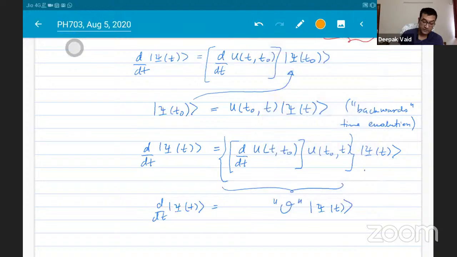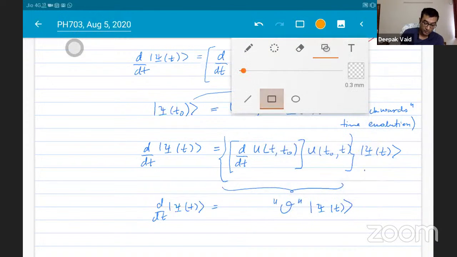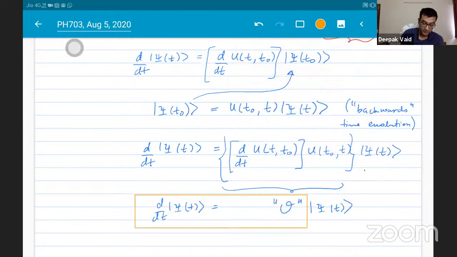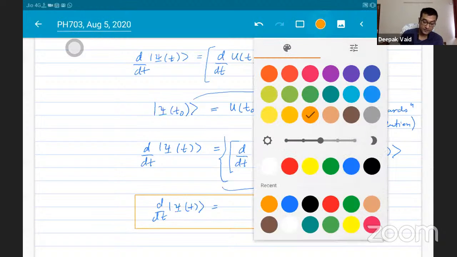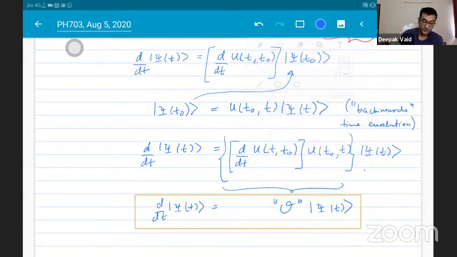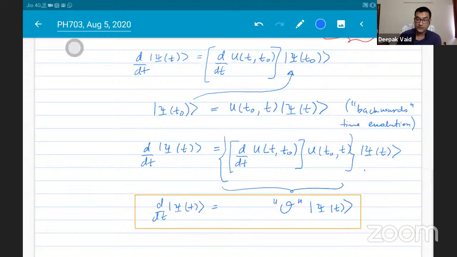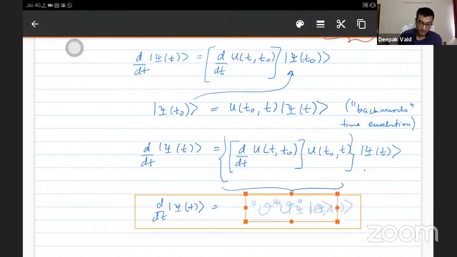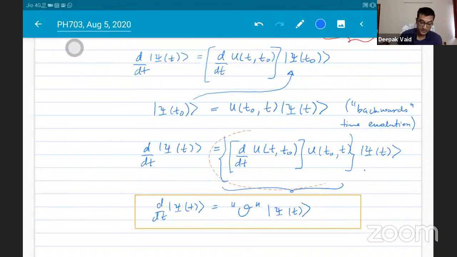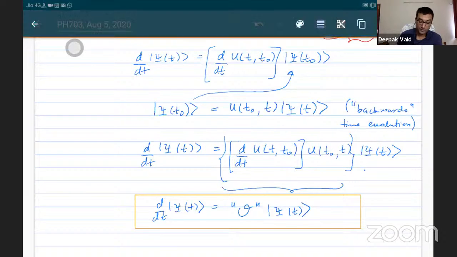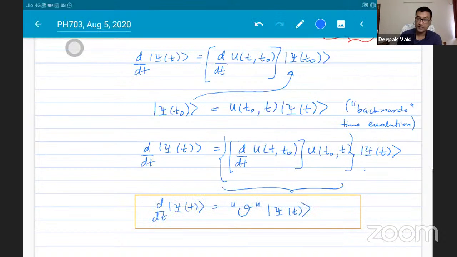This is our differential equation for the quantum state as a function of time. Okay, this tells us how the state evolves as a function of time. What we need to figure out now is what is this operator? If we know the form of this operator, then we can solve this and we can understand how the system evolves in time.